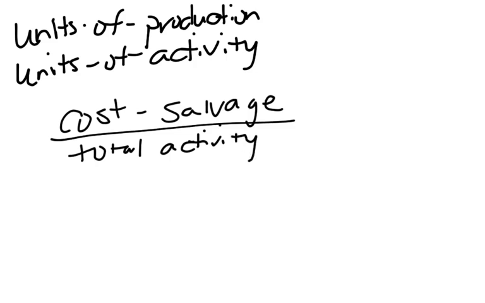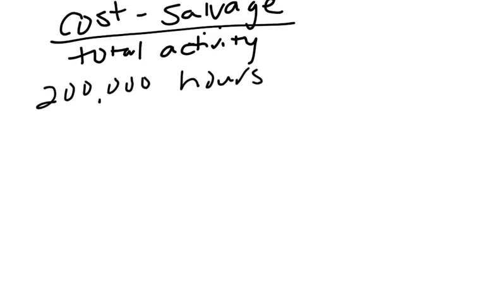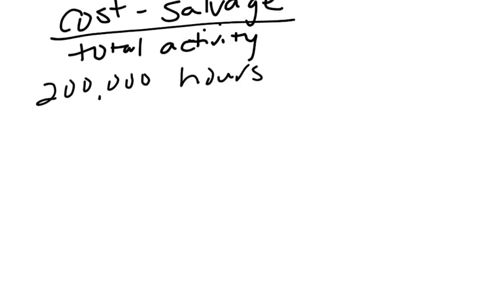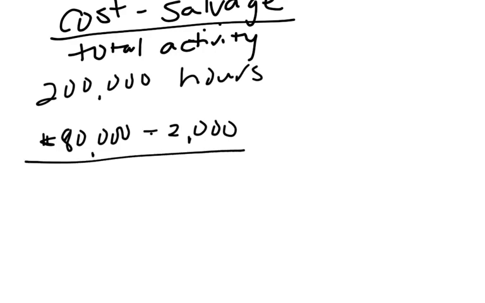So this would be like our same scenario that we just ran through. We bought equipment, cost of $80,000, residual value of $2,000, but now it has either a useful life of 10 years or 200,000 machine hours. Either one. So now we can use that to determine units of production or units of activity. So cost, again, $80,000. Residual, $2,000. So that again is our $78,000 depreciable cost.